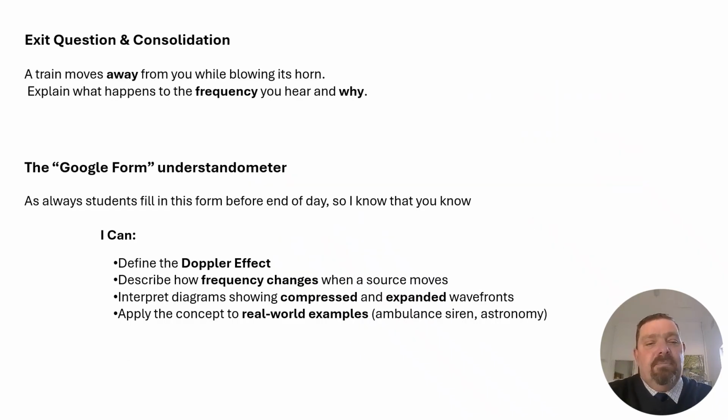Okay, so we're basically at the end of our 10 minutes. Can you guys believe that? A train moves away from you while blowing its horn. Explain why this happens, to the frequency and why. This is a quick one. Thanks, Mohammed. That's correct. The frequency has become lower because the train is moving away from us, and the wavefronts or frequency has become smaller.